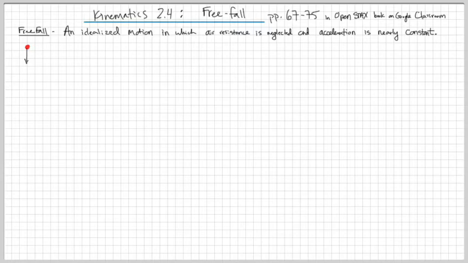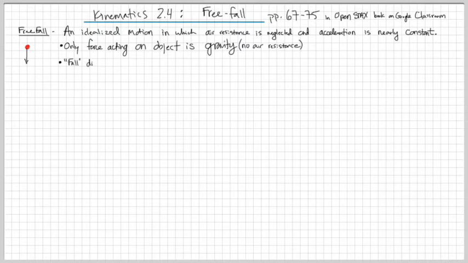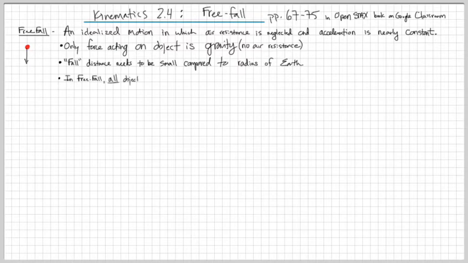Free fall is an idealized motion in which air resistance is neglected and acceleration is nearly constant. So, some bullet points on what that means. The only force acting on the object is gravity. There's no air resistance or any other force. The fall distance needs to be relatively small compared to the radius of the Earth, so that usually just means we're dropping stuff close to the surface of the Earth or for short distances.